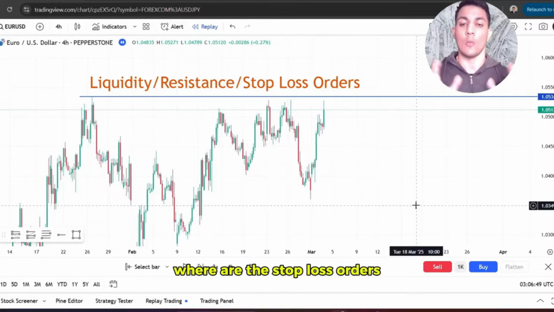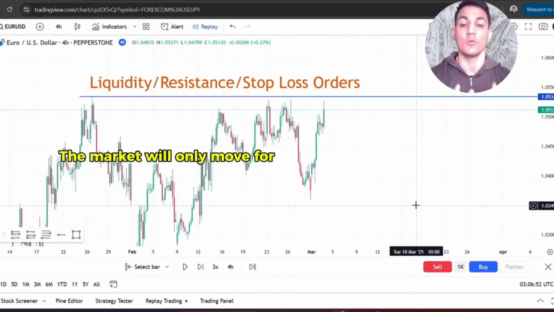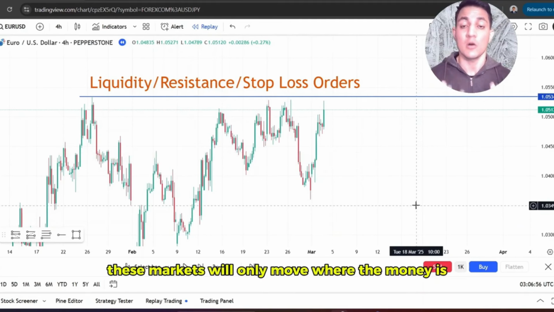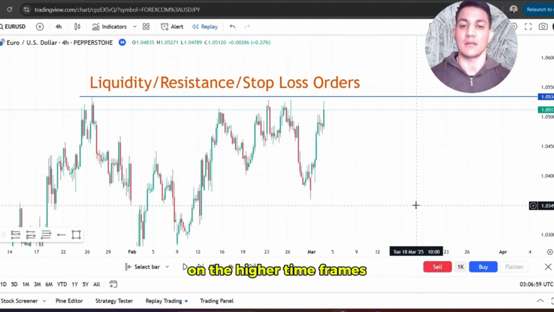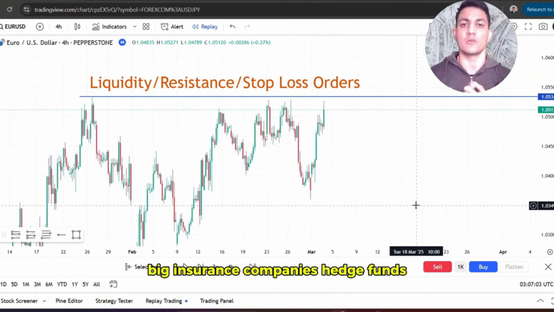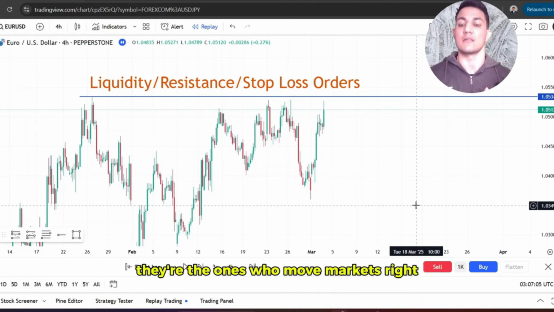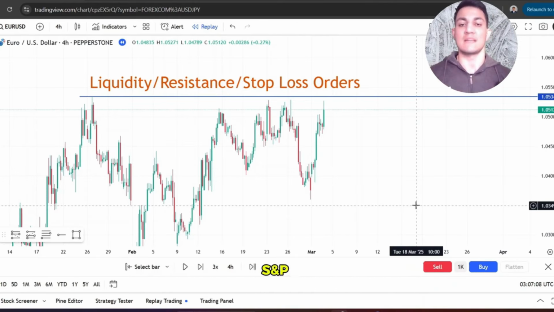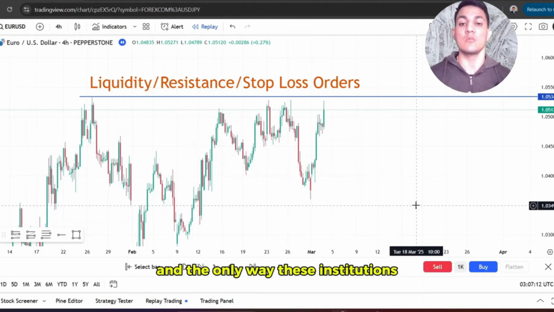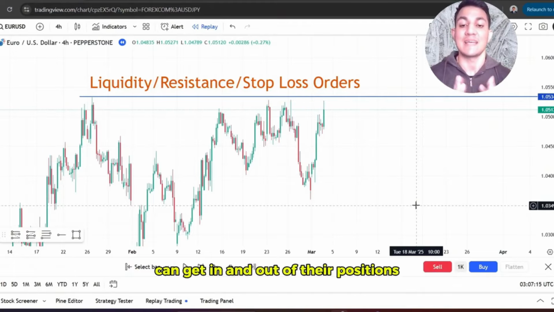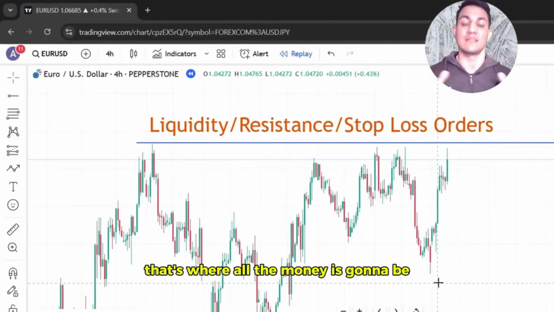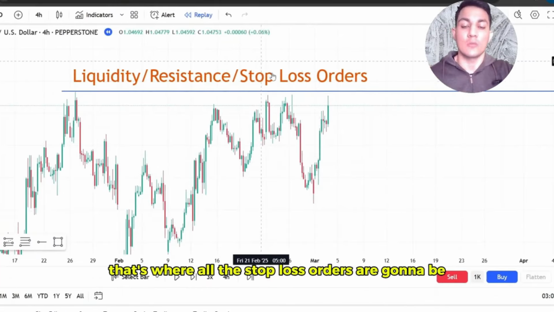You've got to ask yourself, where are the stop loss orders? Because these markets will only move for where the money is. Very, very important. Make sure you write it down: these markets will only move for where the money is on the higher time frames. Because these markets, I'm sure everyone knows, are moved by big banks, big insurance companies, hedge funds. They're the ones who move markets. If you want to move euro dollar, the SMT, any major market, even crypto, you need billions and billions of dollars. And the only way these institutions with billions of dollars can get in and out of their positions is at key highs and key lows on the higher time frame. That's where all the money's going to be. That's where all the stop loss orders are going to be.